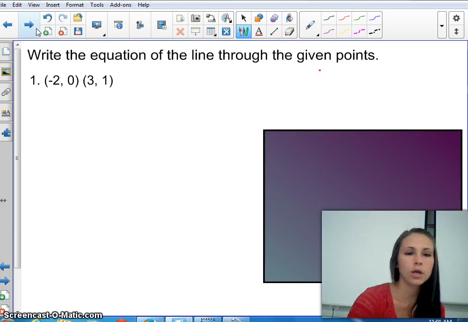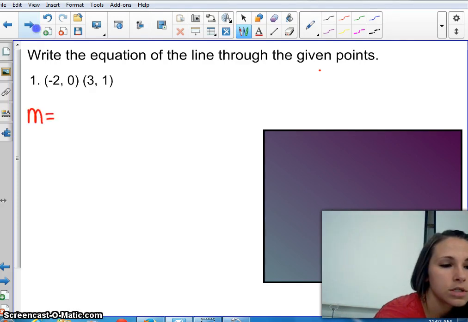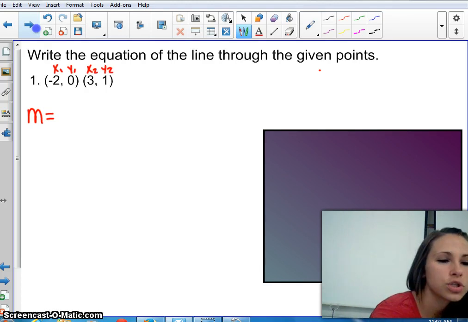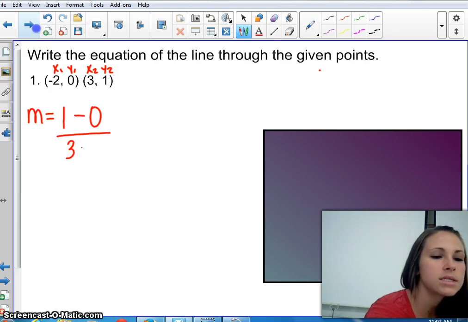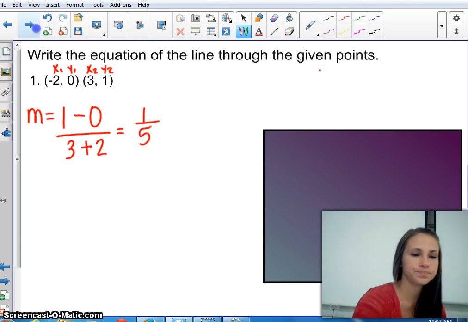The first one we're going to look at, we want to write the equation of the line through the given points. Before I do anything, I've got to find the slope of the line between those 2 points. So m is going to equal, this is x1, y1, this is x2, y2. I'm going to do y2, which is 1, minus y1 over x2, which is 3, minus a negative 2 becomes positive. So this is going to end up being 1/5.